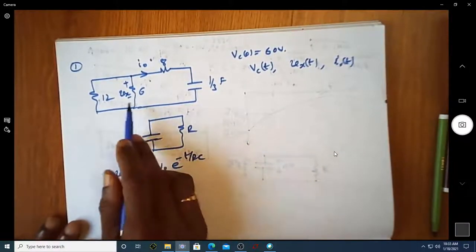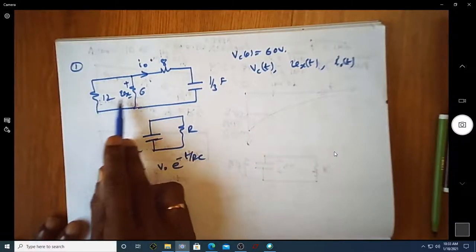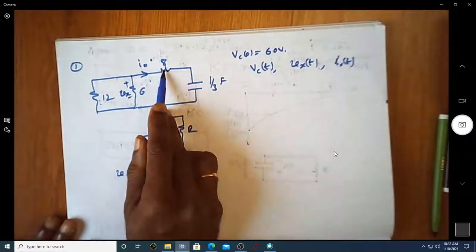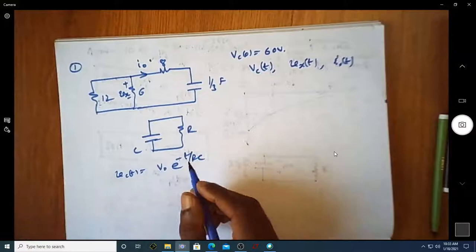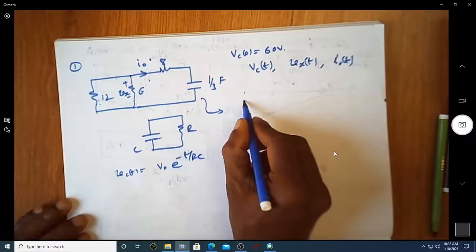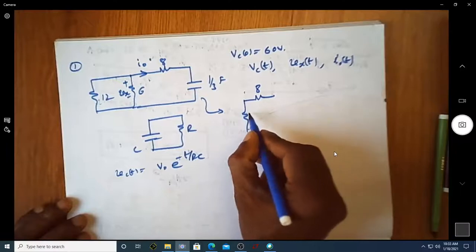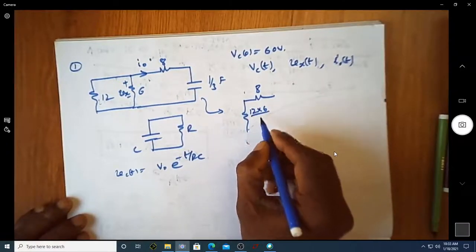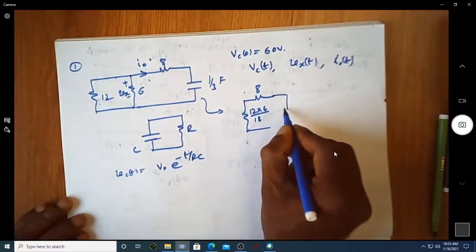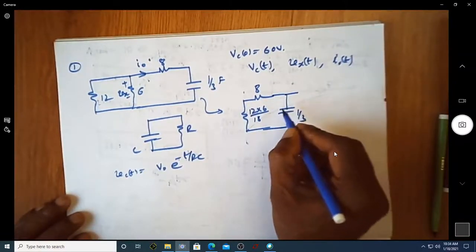In order to bring the given circuit into the standard circuit, you can see these two are in parallel, so we have to find the equivalent resistance of this, and that is in series with this. You can reduce this to a single resistor here, and then there is an 8 ohm resistor. This comes out to be 12 into 6 by 18, and then we have this capacitor of 1 by 3.